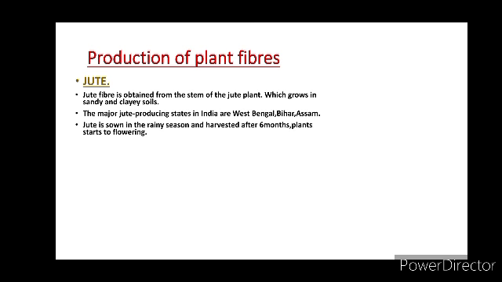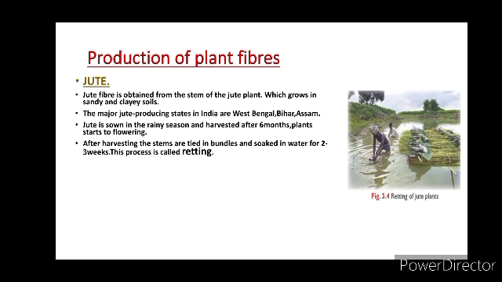Jute is sown in the rainy season, and harvested after 6 months when the plants start flowering. After harvesting, the stems are tied in bundles. Like this, all of you see here.